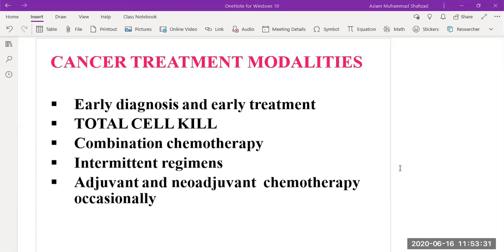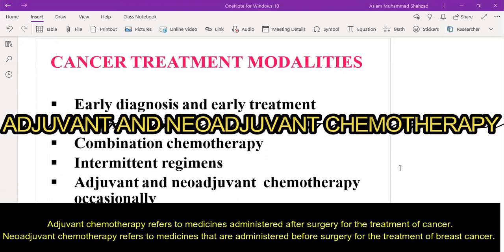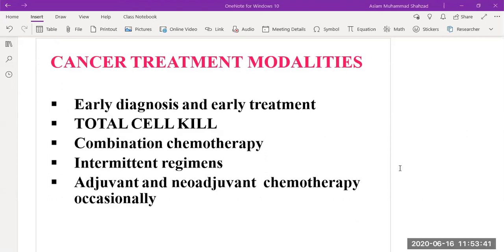Then we also have adjuvant and neoadjuvant chemotherapies occasionally, which is the important part in cancer treatment, because cancer treatment not only requires the drugs in combination but also requires chemotherapy in both forms, adjuvant and neoadjuvant chemotherapies, to give the patient a better chance to survive.